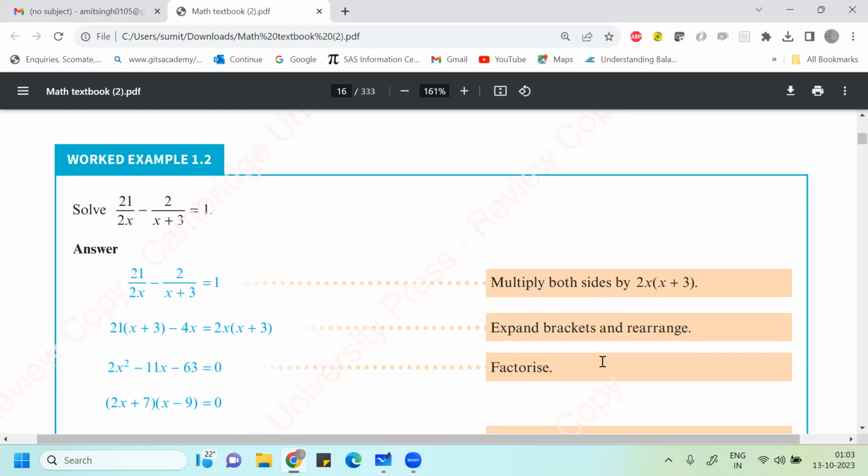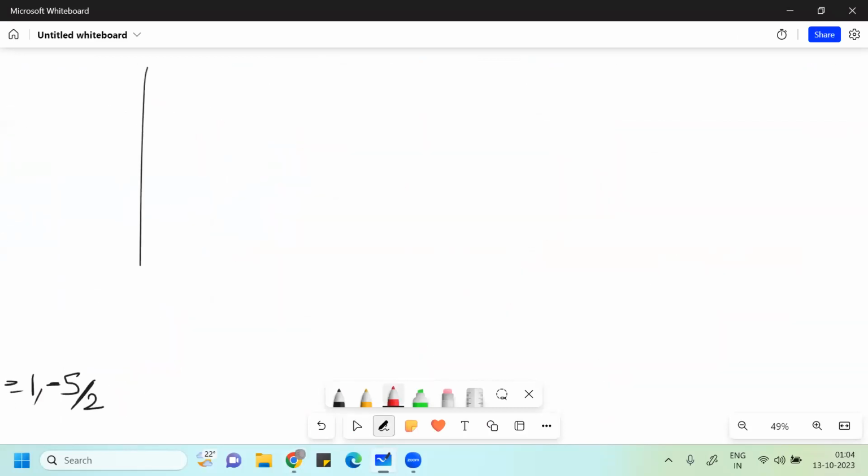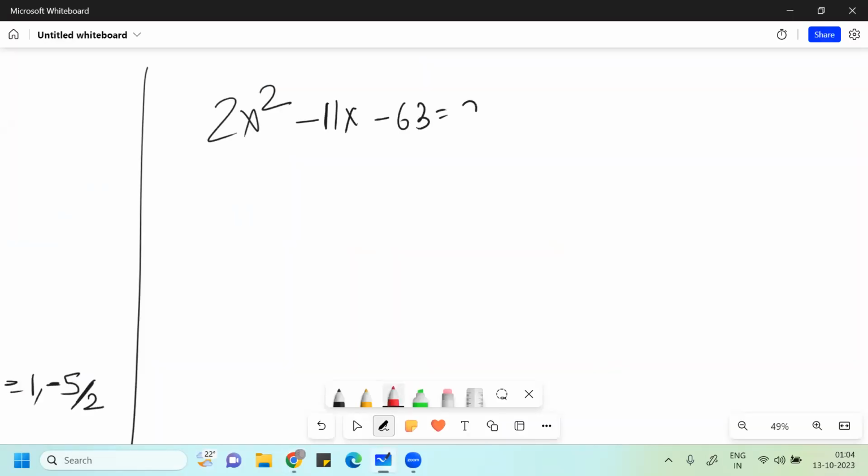Once you get that this is a quadratic question, then you can see 63 times 2 is 126. So when you multiply, you should get minus 126, and while adding, you should get minus 11. That means one should be positive, the other should be negative, then while multiplying, you'll get minus. So 2x square minus 11x minus 63 is equal to 0. When multiplying, you should get 126.